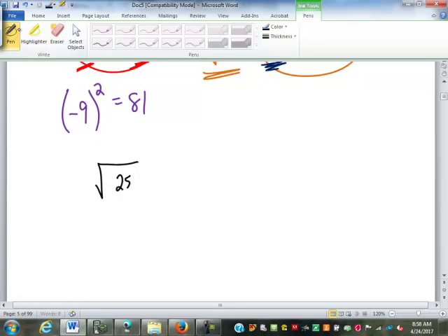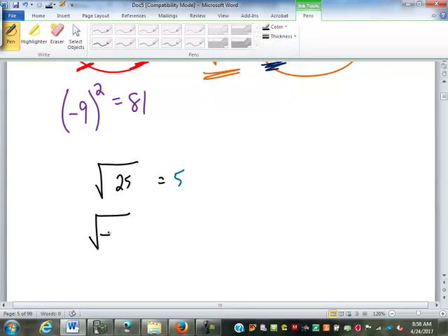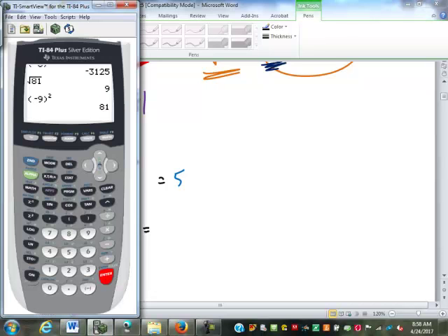What's the square root of 25? 5. Good. What's the square root of negative 25? A lot of people want to say negative 5. But if we try it on the calculator, square root of negative 25, it gives us an error.